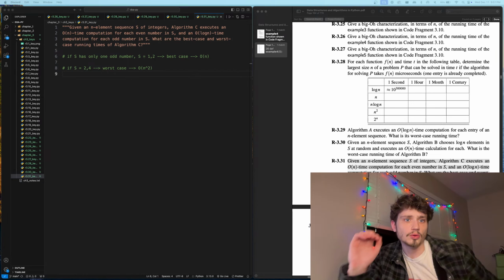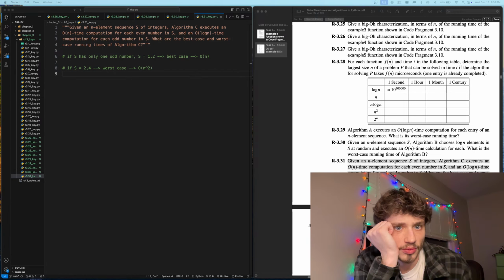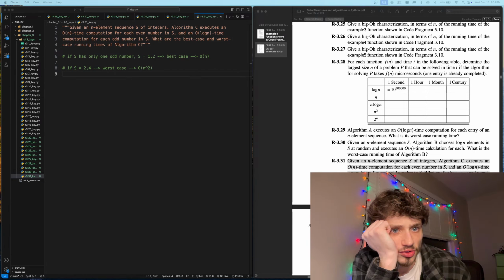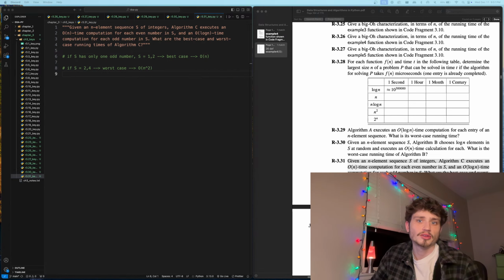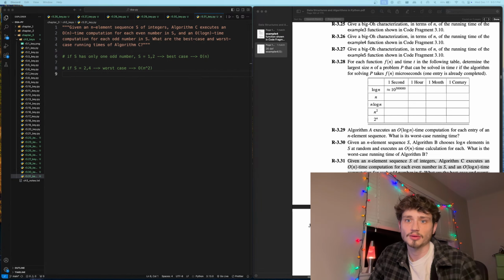You are doing O of n and O of log n, which is overall O of n. If all entries are odd, your best case is O log n. Worst case is O of n if they're all odd. I don't agree with this.